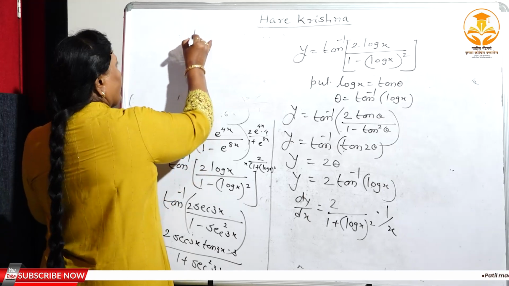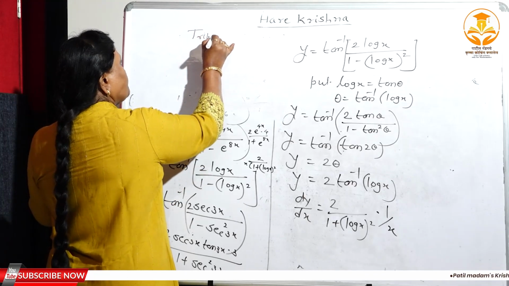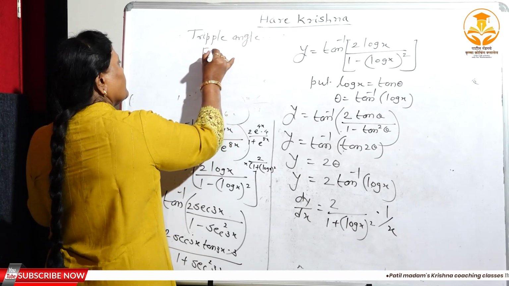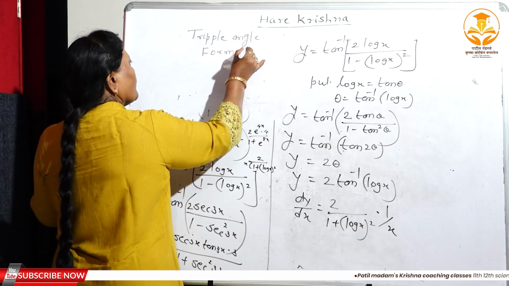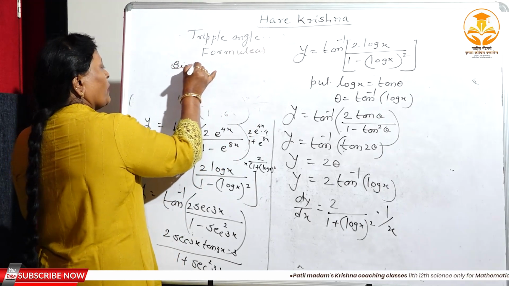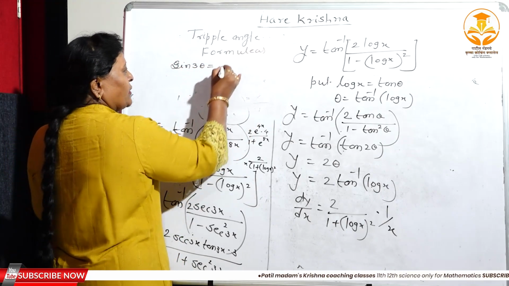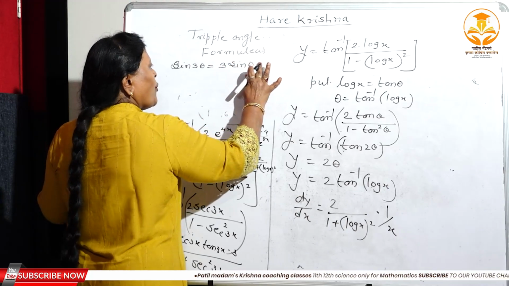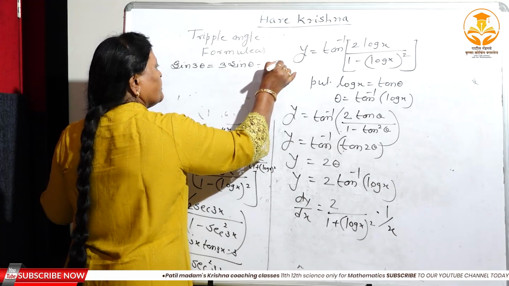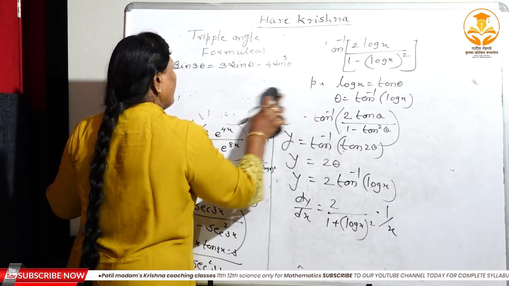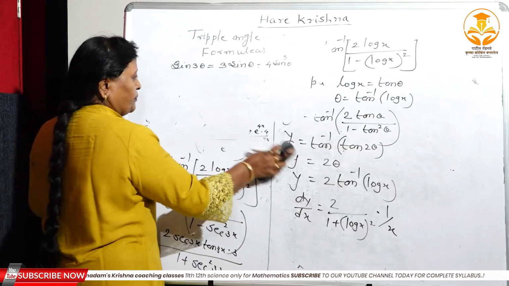So see the triple angle formulas, right? Now sin 3 theta. See what is the formula of sin 3 theta? 3 sin theta minus 4 sin cube theta. Now I am going to take the problems on this formula.